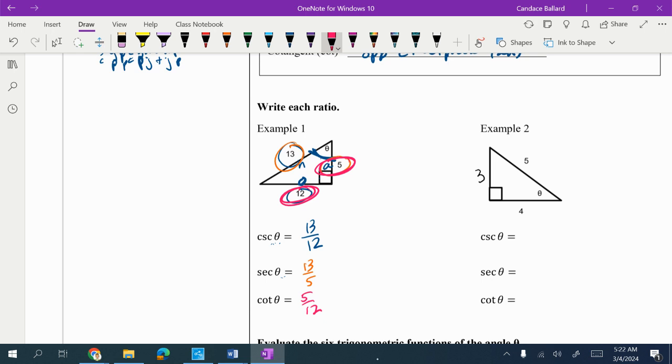Why don't you take a minute, pause the video, and then try example 2 on your own, and then unpause it to check it.